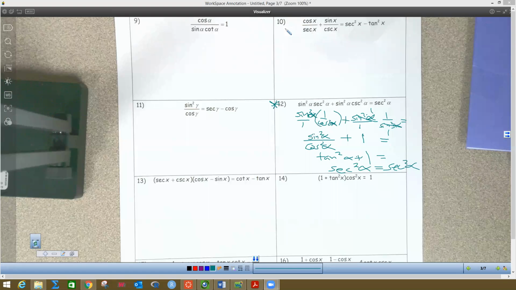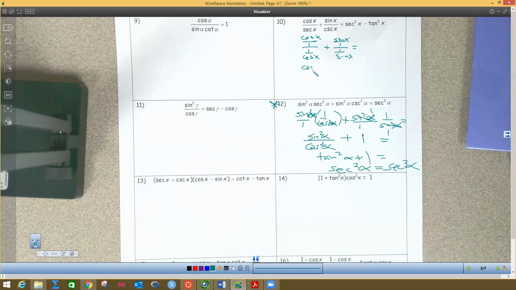Okay, I'm supposed to show that both sides of this are equal, and I'm going to take this left side because fractions are more complex than non-fractions. I'm going to change this to look like this. So first thing I'm going to do is change the secant on the bottom to 1 over cosine x, and then I'm going to change the cosecant on the bottom to 1 over sine x, and I'm going to flip these upside down.